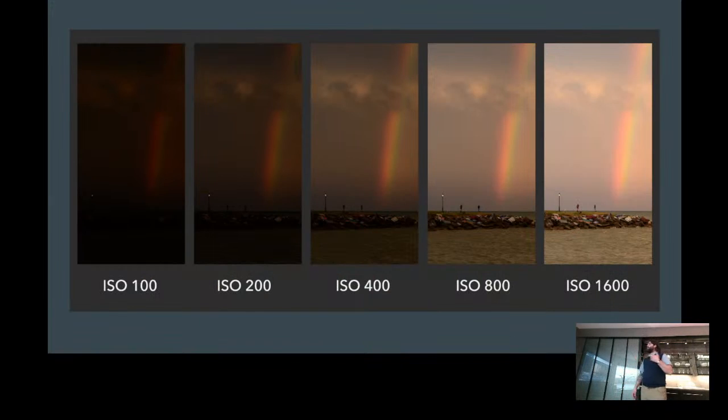Another example here, we have the sun that's out where we have a rainbow, but it's a cloudy, overcast day. At 100, almost all the way up to 400, it's a little too dark, but at 800 and 1600, we still get to have that rainbow, but we have more light and more information on the image than we did at 100.